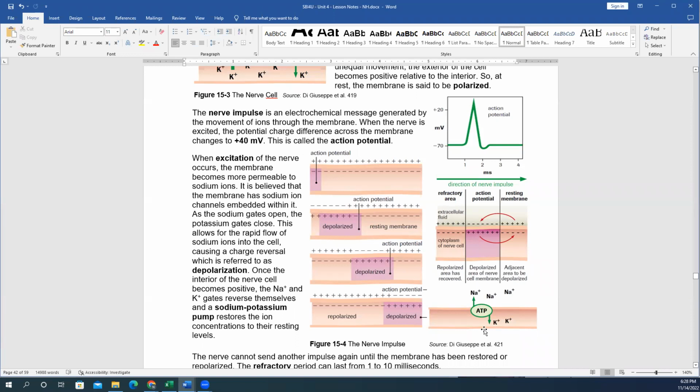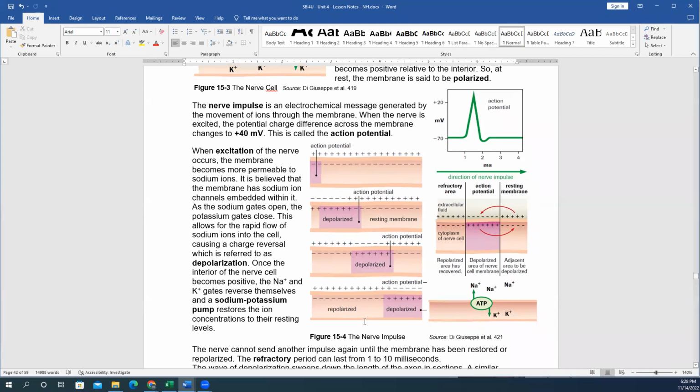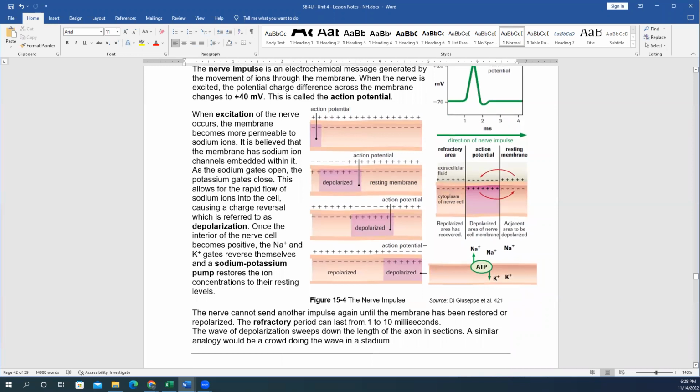The nerve cell cannot send another impulse until the membrane has been restored, or repolarized, back into its resting state. The period it takes for this repolarization to be established is called the refractory period, and sometimes it can last anywhere from 1 to 10 milliseconds.